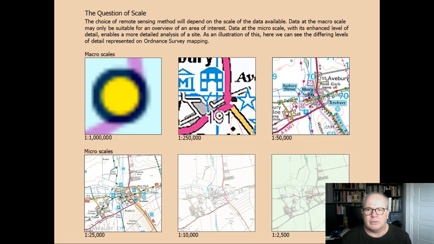which is at 1 to 50,000. When we come to looking at the detail of sites, we need to be thinking about micro scales. So this is 1 to 25,000, 1 to 10,000, 1 to 2,500. These are the sorts of scales of map that you will be able to download from Digimap. You could have things that are even more detailed than 1 to 2,500, but as we will see when we look at the various methods, not a lot of methods are suitable for anything greater than perhaps 1 to 2,500.